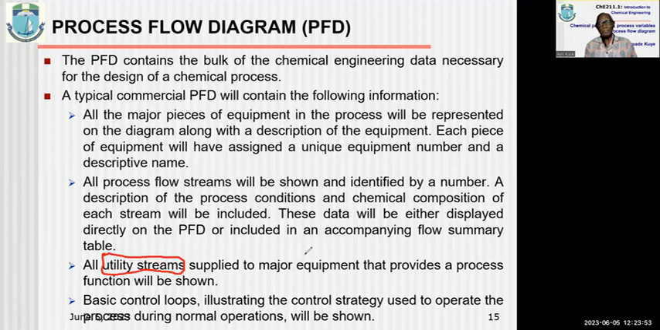You also have things like fire hydrants, which are points where you need to have water in case there is fire, for instance, and the firefighters can easily have access to. There are also the waste streams. So these are all part of the auxiliary requirements for a typical process flow diagram. I mean, for a typical process plant.